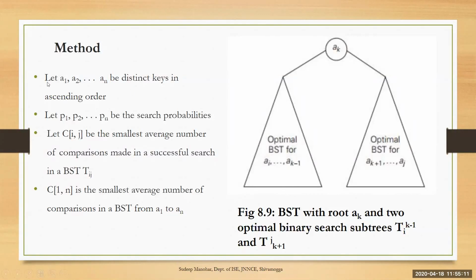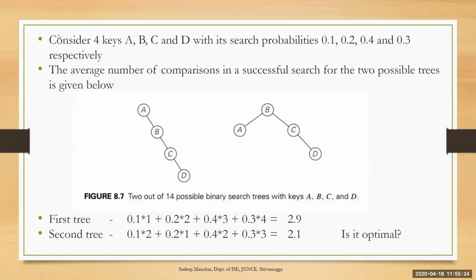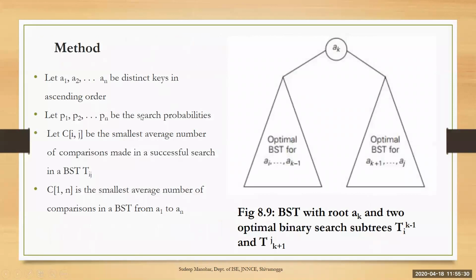Let A1, A2 till AN be the distinct keys in the ascending order. So let A1, A2 till AN be the keys. Keys means whatever we took A, B, C in the previous example. So these are nothing but A1, A2, A3 and A4. Let P1, P2, Pn be the probabilities. Whatever probabilities we took, 0.1, 0.2, 0.4, 0.3 like that. So they are nothing but P1, P2 till Pn.